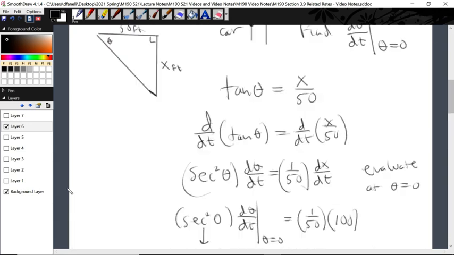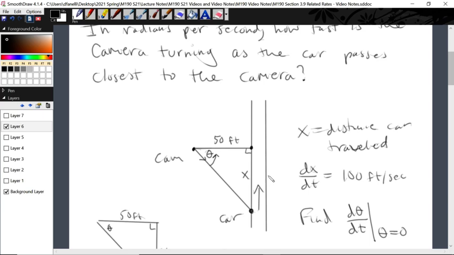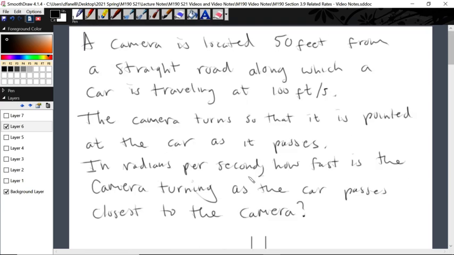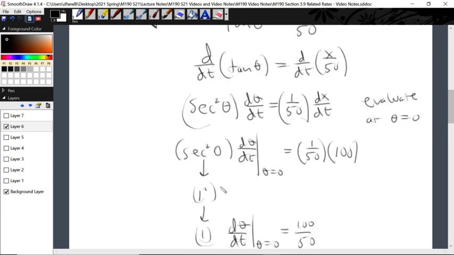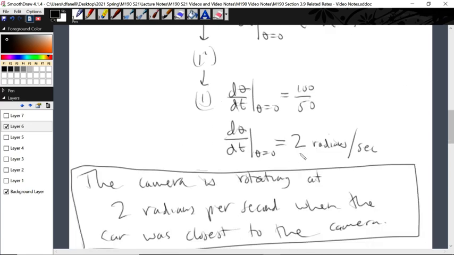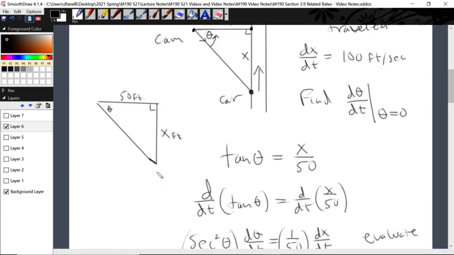All right. Notice that, if the car in our diagram was traveling south instead, because it wasn't indicated which direction it was, then the camera actually would have been rotating in the clockwise direction. And if it was rotating in the clockwise direction, then d theta dt would instead be -2 radians per second.